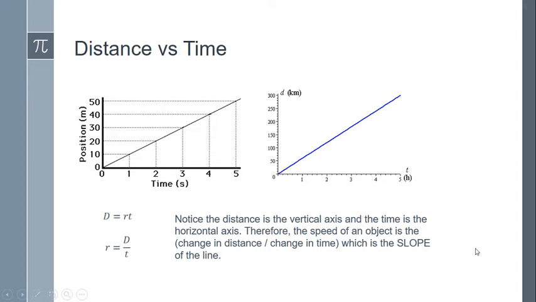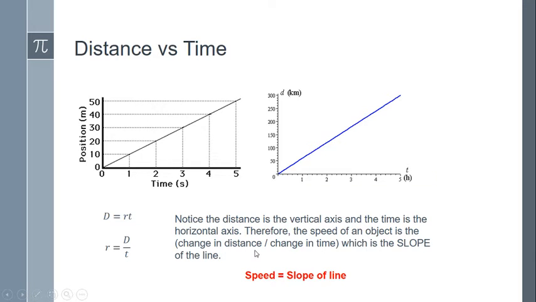Therefore, the speed of an object is the change in distance over the change in time, which is the slope of a line. So for example, take a look at this distance versus time graph. Here we have a change in position of 20 and a change in time of 2. The rate this object is traveling at is the change in distance, 20, divided by the time it took to travel that distance, which is 2. So 20 divided by 2 is 10. Since the units here are meters and seconds, it would be 10 meters per second.